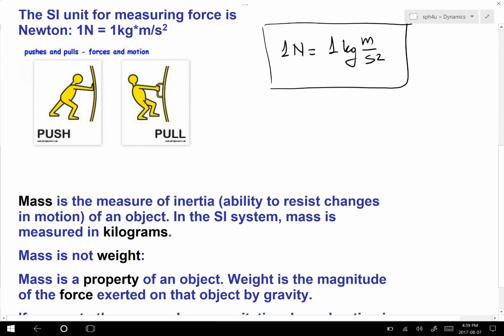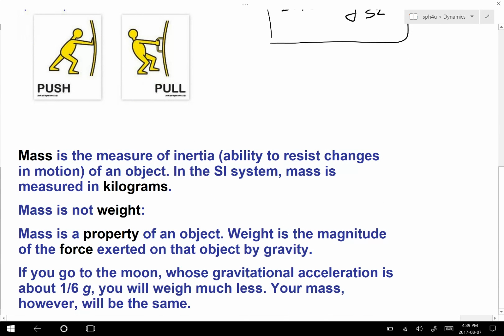All right. It's worth noting here that a lot of us have this misconception of thinking that mass and weight are the same thing. So it's worth defining them. So mass is a measure of inertia, and also measures the quantity of matter contained in a volume. And recall that inertia is the ability to resist changes in motion. All right. It's measured in kilograms, so the units are kilograms, not grams that you may use in chemistry.